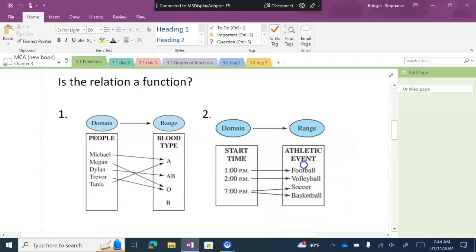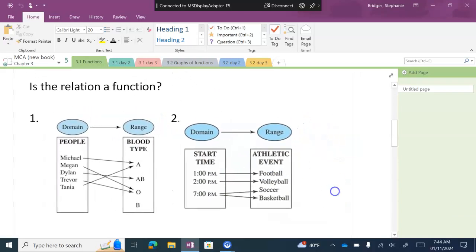So the question is, looking at these pictures, and you don't have to copy these down, you can just kind of look at them. Is the relation a function? Again, a relation is a set of ordered pairs. In this instance, we're describing things, so they're not technically ordered pairs. But you have your domain listed in the first column. You have your range listed in the second column. If each domain is only used one time, then yes, it is a function. If any of the domains are used more than once, then no, it is not a function.